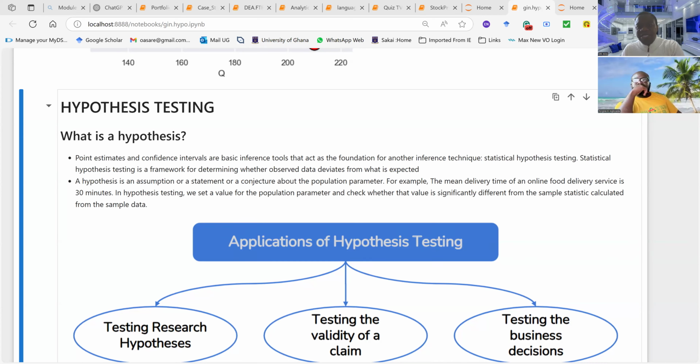Now, there is a certain amount of error you are allowed to make. The mistake you are expected to make is the level of significance. The mistake you actually make, not the one you expected to make, is the p-value. Note it down. People don't explain these things easily for you to be able to appreciate it.